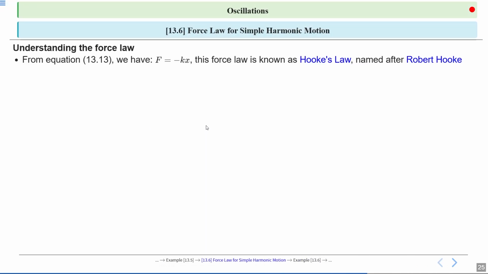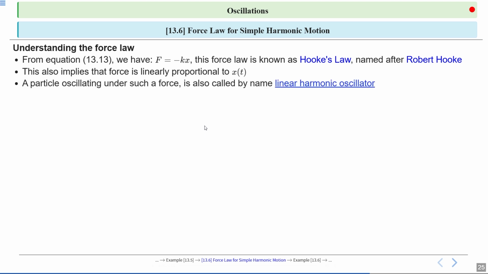From equation 13.13 we have F is equal to minus kx. This force law is known as Hooke's law, named after Robert Hooke. This law tells us that the force is directly proportional to x, the displacement. That means if you double the displacement, the force doubles too, but always in the opposite direction.